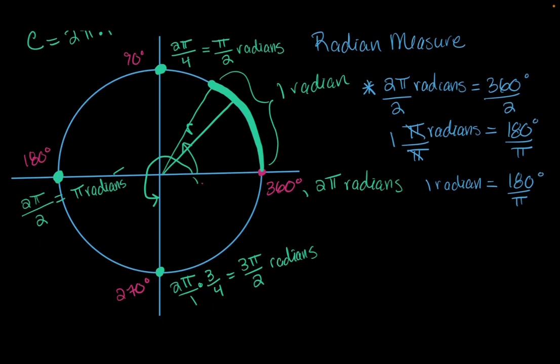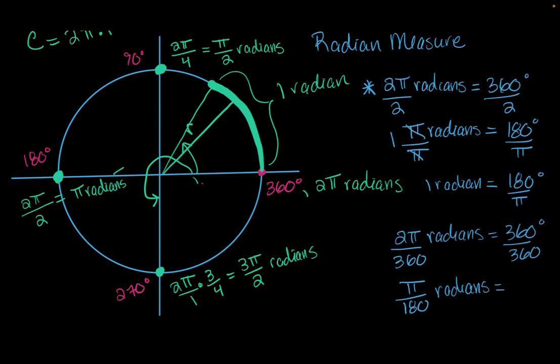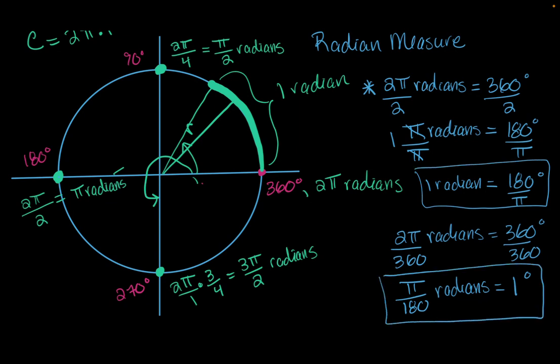We could start off and we could say, well, 2 pi radians is equal to 360 degrees. And you can use a degree symbol, or you could write out the word degree as well to help you remember that's your unit. And then we could divide both sides by 360. And this would simplify out to pi over 180 radians is equal to 1 degree. So those are going to be your two conversion factors that are really important when you're converting between radians and degrees.